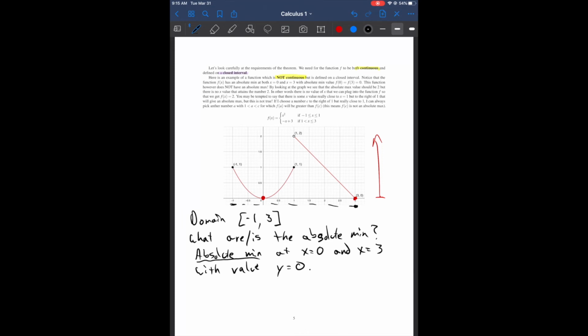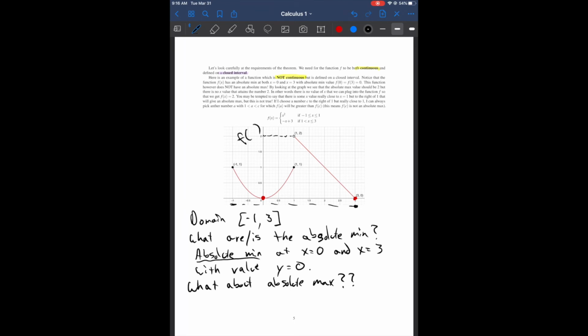But let's think about what happens when we look at absolute maxes. Okay, so you can see here the situation isn't going to be as nice. So if we think about where should the absolute maximum be? Well, the highest point should really be somewhere right here, right? So we really wish that this point right here would be our absolute maximum. However, there's really no x value that we can plug in that's going to give us this y value of 2, right?